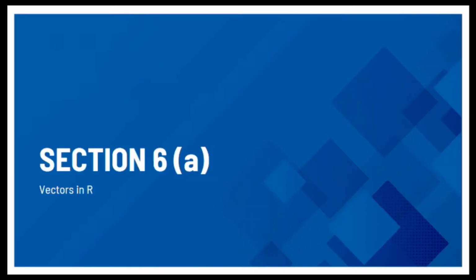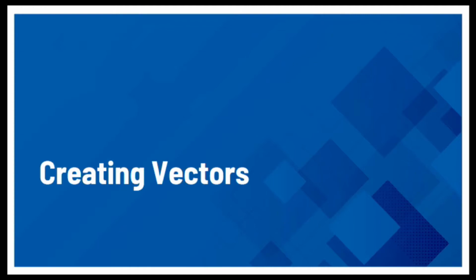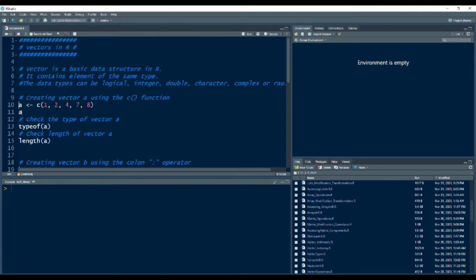Hello and welcome to this lab session. In this lab lesson, we will learn about the vector implementation in R. We have discussed the theory in the previous section on data structures. Now let's begin by creating vectors in R. Vectors must have all the elements of the same data type.